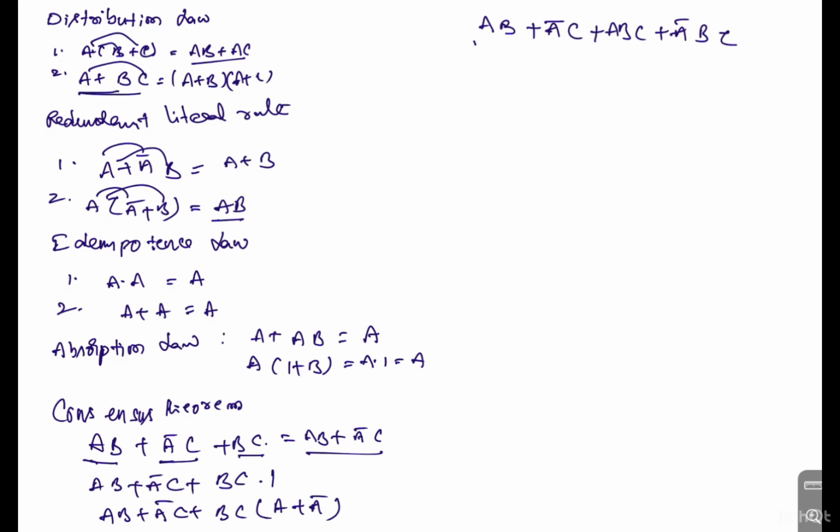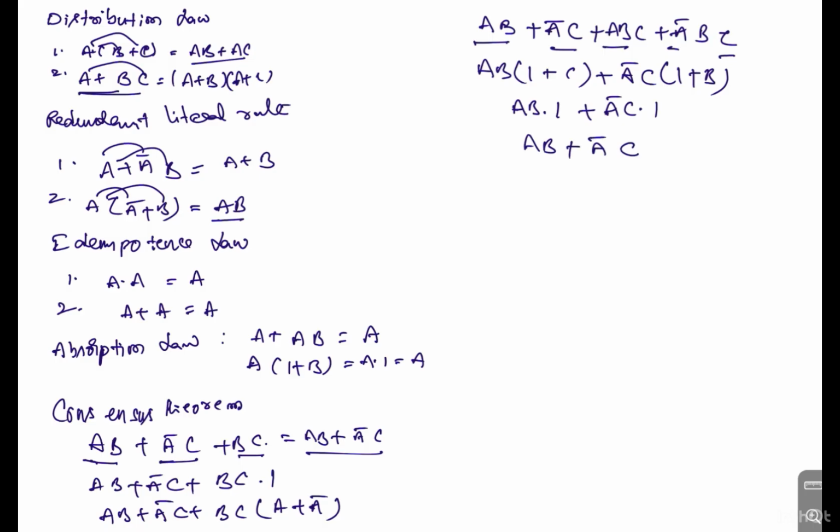Here we can take common terms. AB is common here, AB is common here. A bar C is common here, A bar C is common here. When you take AB as common, here this is 1 plus C. And then A bar C can be taken as common, therefore 1 plus B. Here 1 plus C is 1, so AB dot 1, A bar C dot 1, which can finally be written as AB plus A bar C, which is equal to RHS. So LHS equals RHS. So this is the consensus theorem.